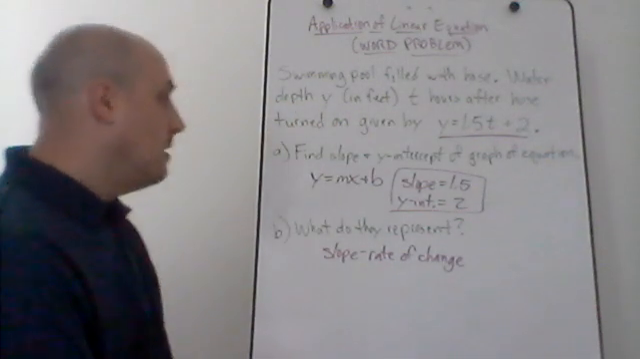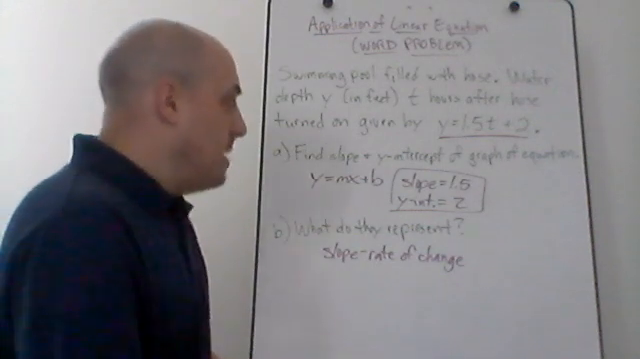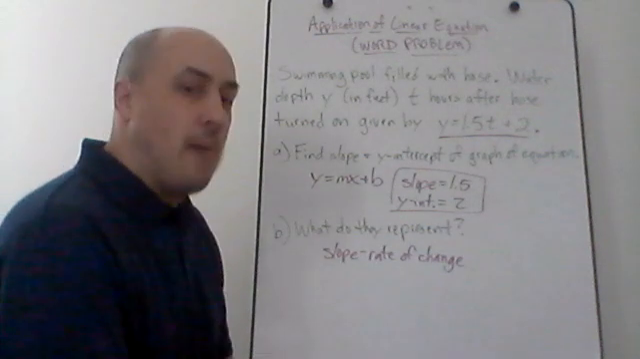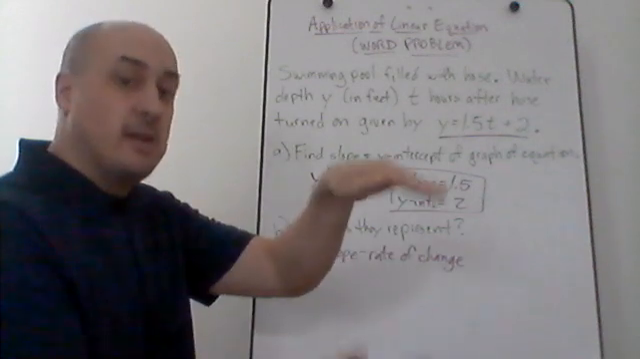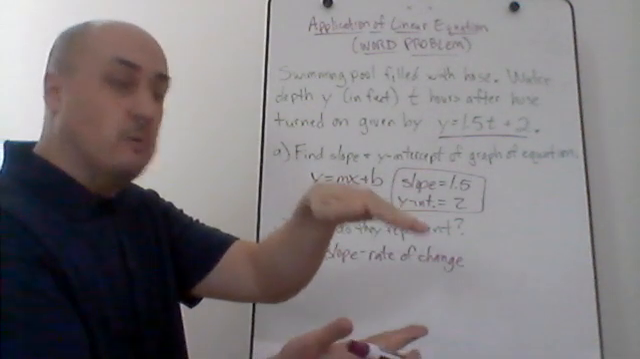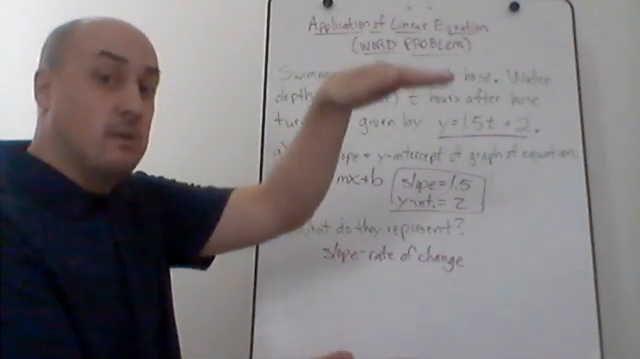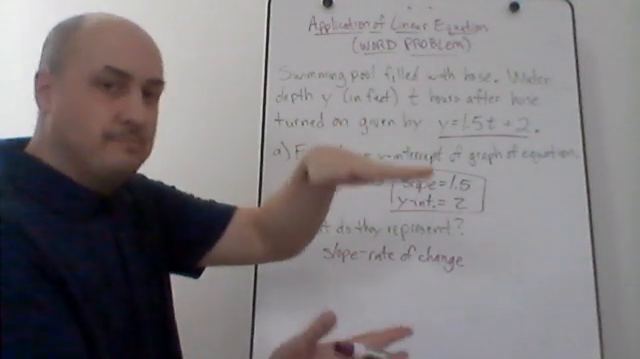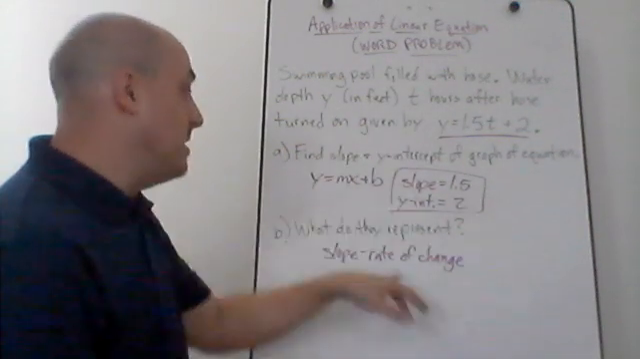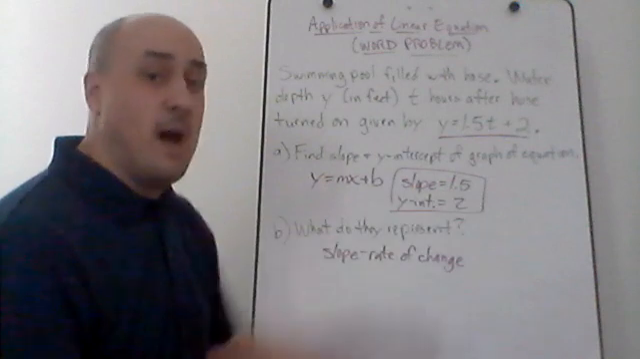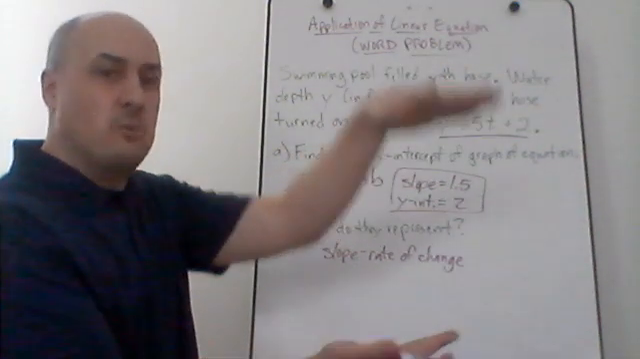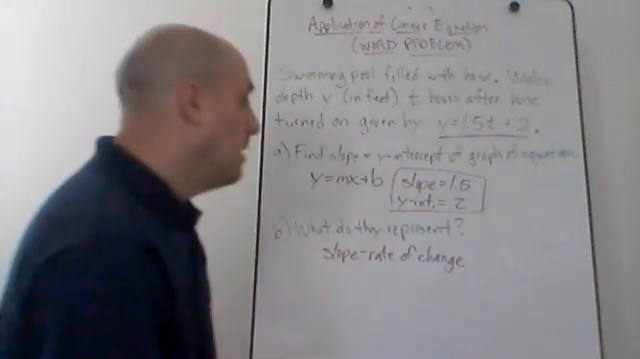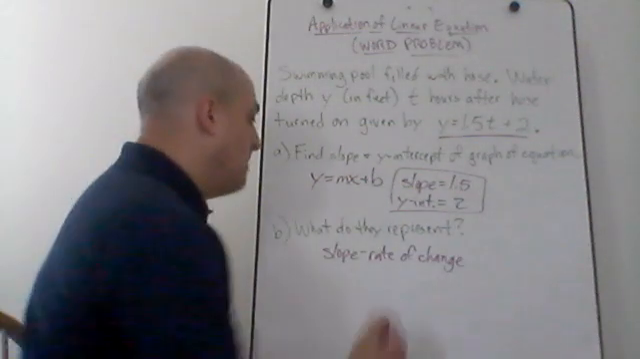Basically what we're saying here is that since the slope is a positive 1.5, the depth of the water is increasing, right? As this hose is filling up the pool, the water is getting deeper and deeper. So my water depth is increasing, and that bears out with a positive slope. If the slope was negative, that would mean that the water level was actually decreasing. We would be pumping water out of the pool, right? So the slope is the rate of change.